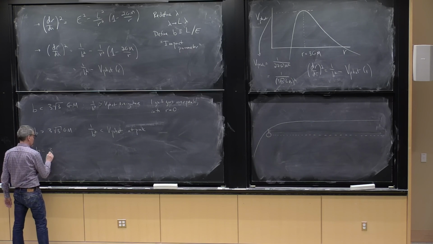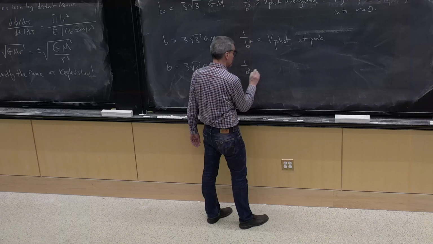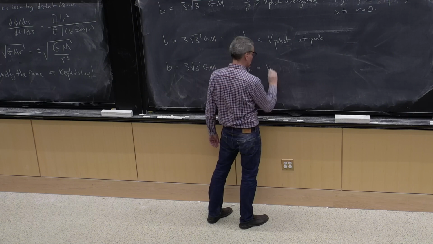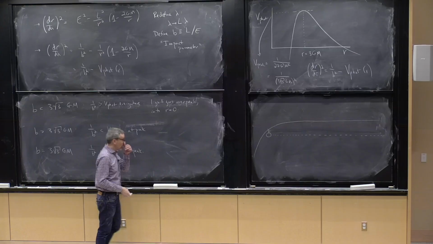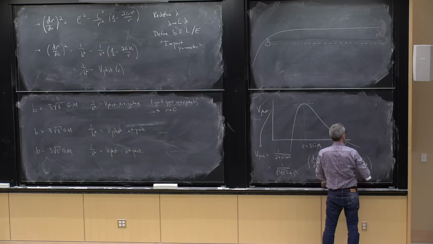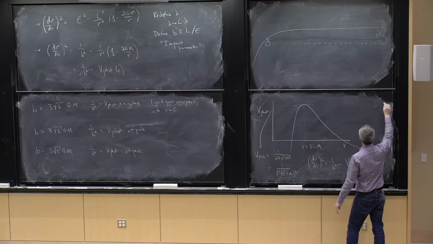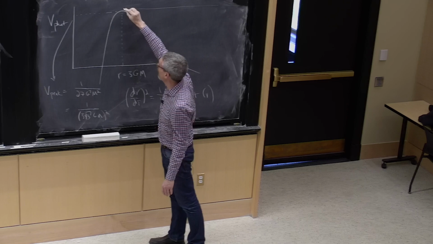The critical point is B equals 3 root 3 GM. It's right where the impact parameter hits the peak. And so what happens in this plot is this guy comes in, hits the peak, and just sits there forever.